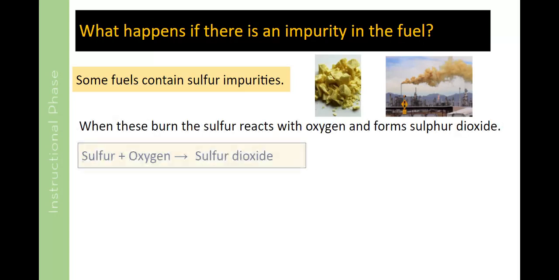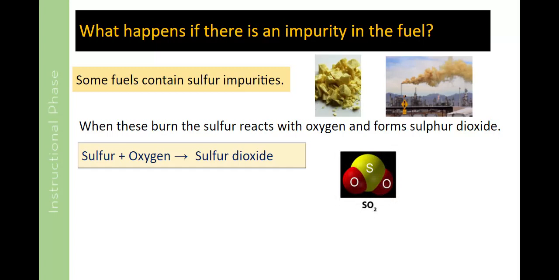dioxide. So the word equation for that, rather than writing it out in a big sentence, we can just say sulfur plus oxygen goes to make sulfur dioxide, which has got the chemical symbol SO2. Just like carbon dioxide is CO2. Dioxide meaning two oxygens.